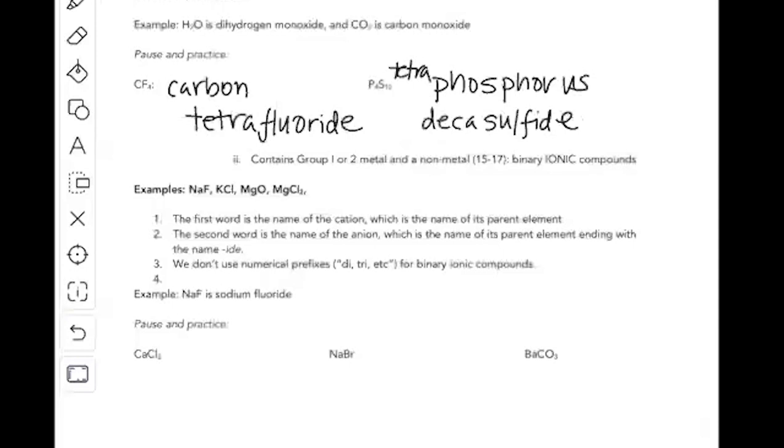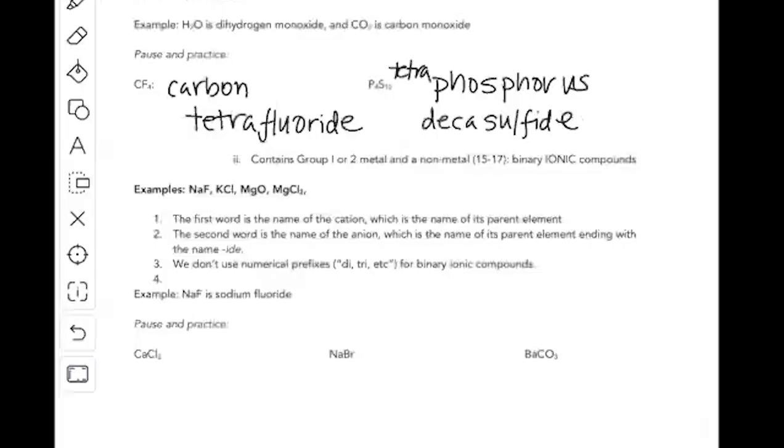The next track is ionic compounds, or binary compounds between group 1 or 2 metals and group 15 to 17 nonmetals or polyatomic ions. Some examples include NaF and KCl. In this case, no numerical prefixes are used. You literally state the name of the cation, then the name of the anion, using the conventions that we used in the previous video. For instance, NaF would be sodium fluoride.